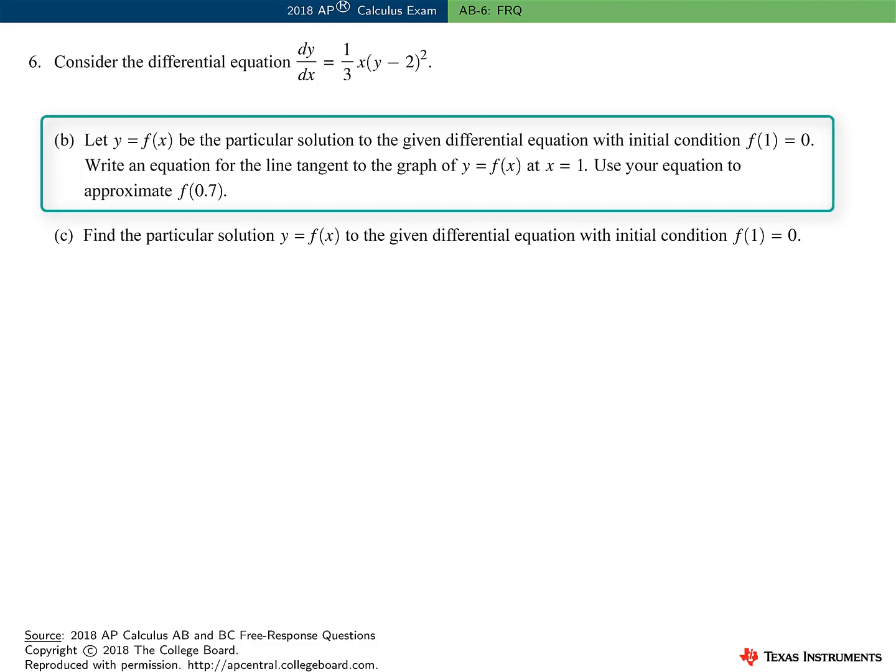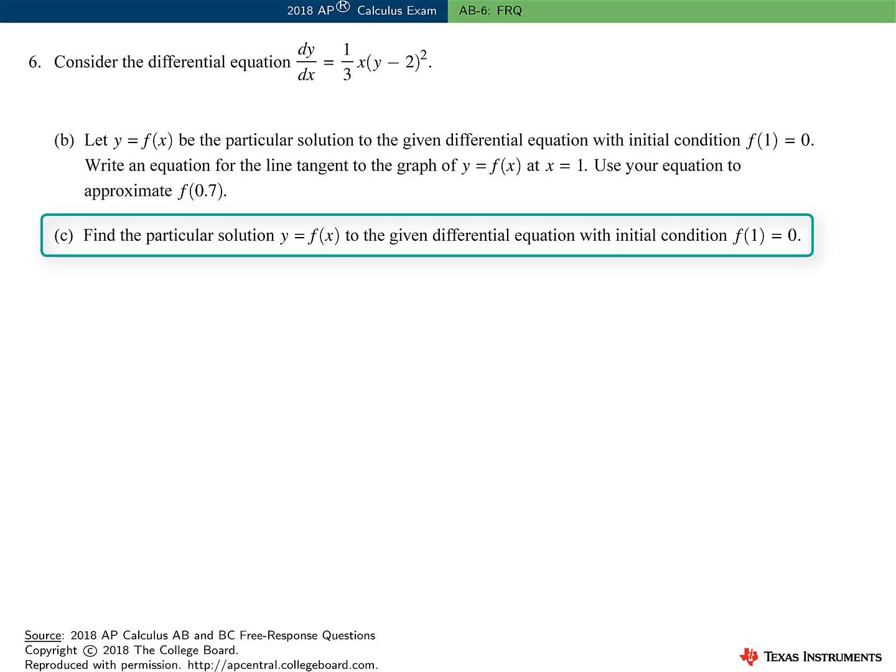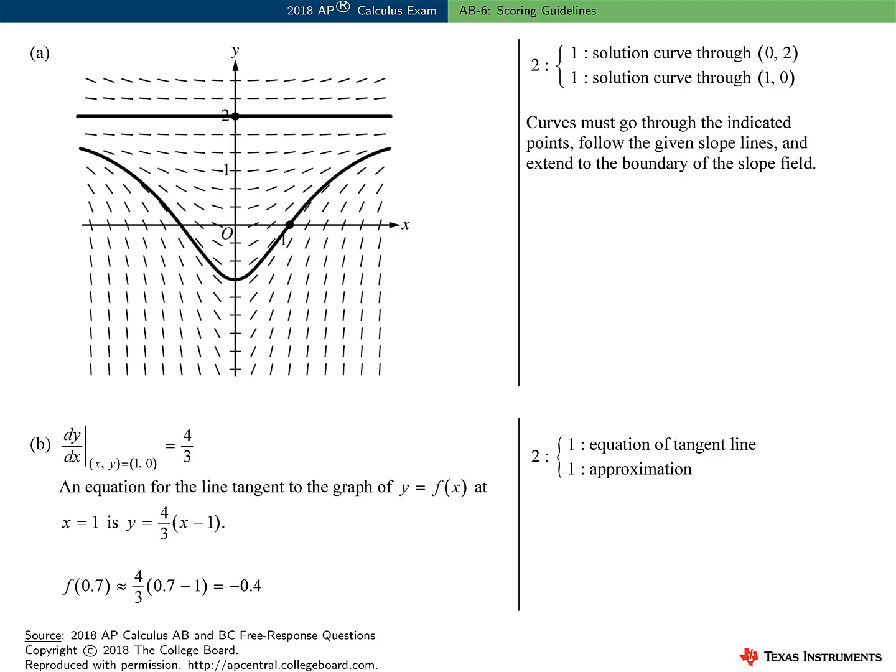We need to write an equation for the line tangent to the graph of y equals f of x at x equals 1. And then we need to use this equation to approximate f of 0.7. In part C, we need to solve the differential equation. That is, we need to find the particular solution to the differential equation with initial condition f of 1 equals 0.